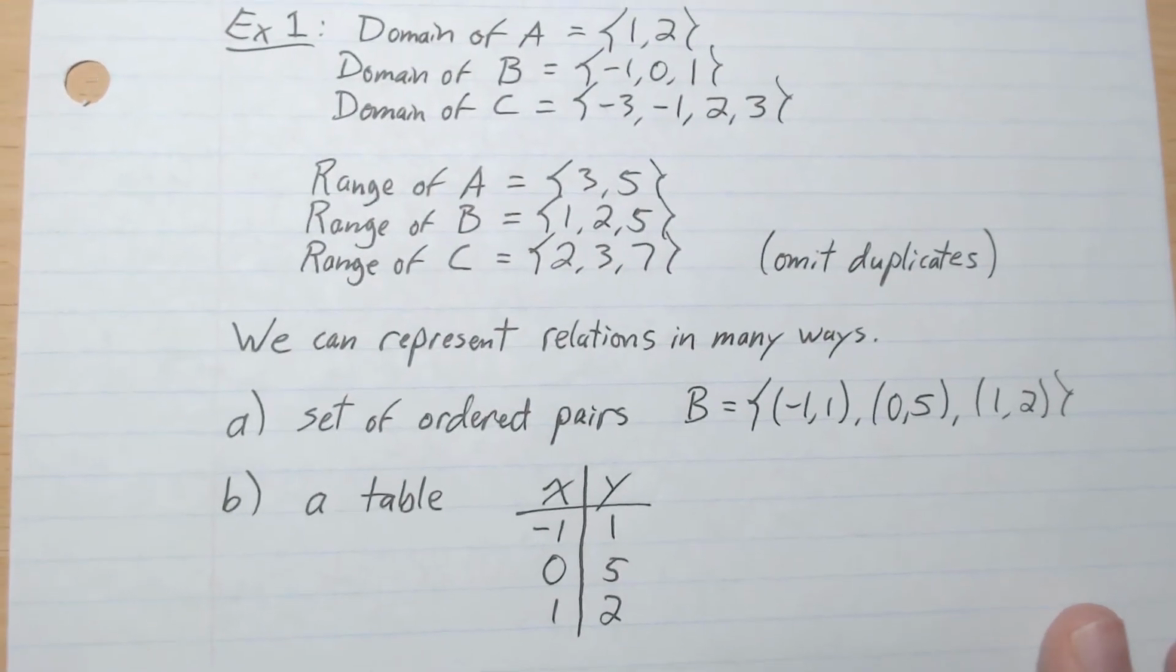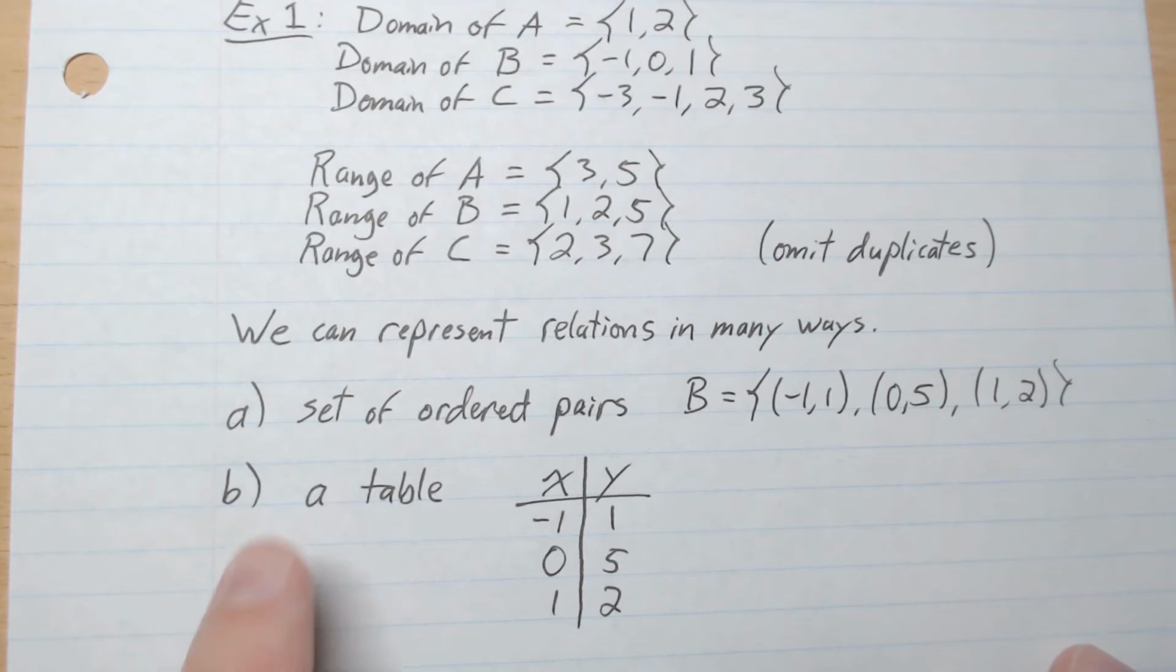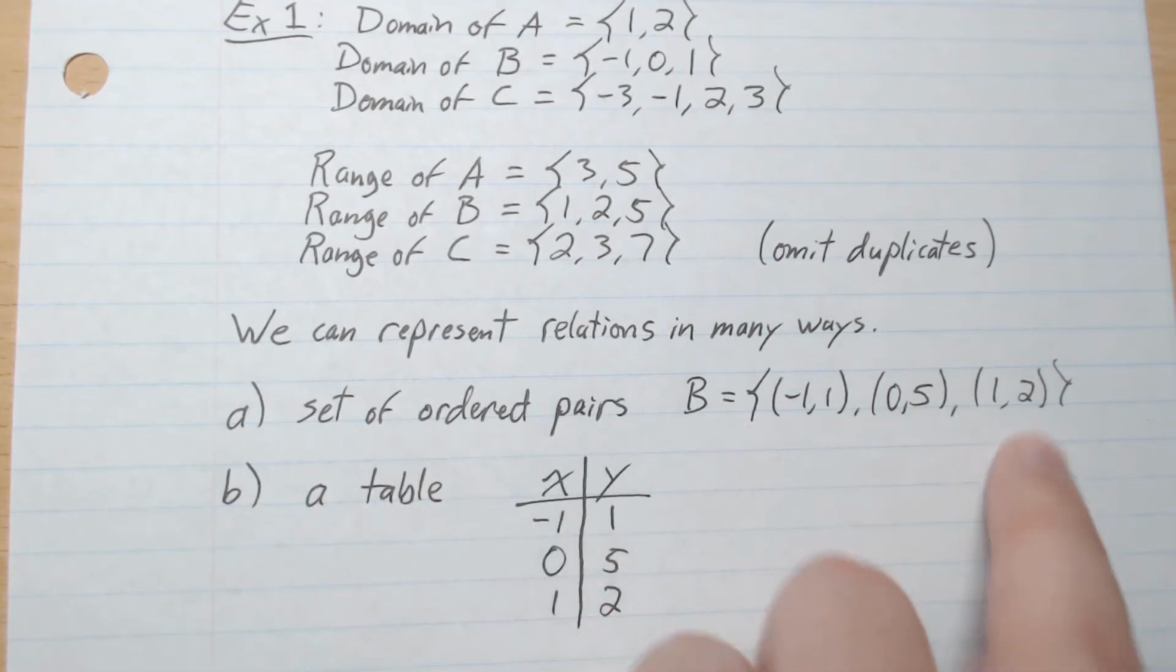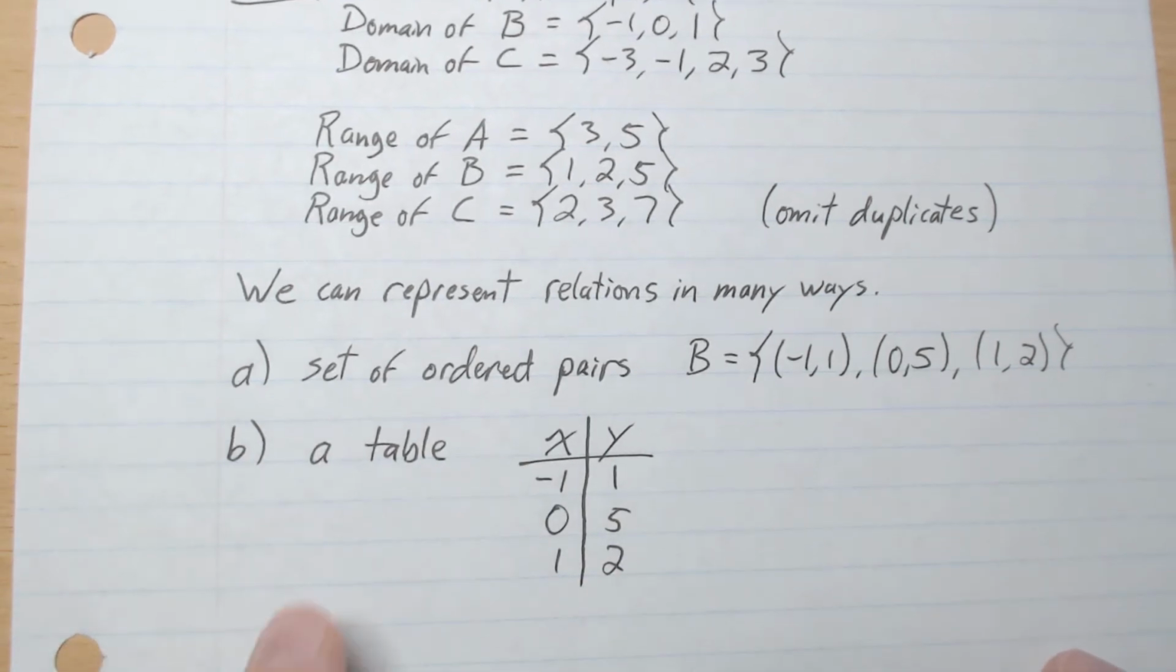So we can write relations in many ways. One way is a set of ordered pairs. This is how we write it like that. It could be written as a table, right? -1 and 1 together, 0 and 5, 1 and 2, like that. So you see how it's the same relation, just written differently.